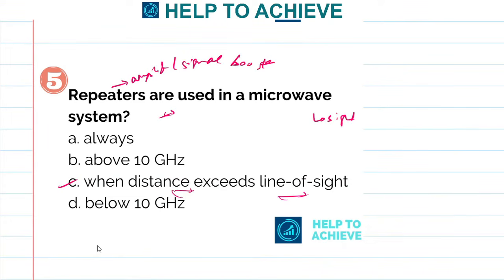Whenever the line of sight is hampered, whenever there's a curvature of the earth, say your tower is here and your receiver is here, and if there is no hindrance between them, then the LOS can be obtained directly. Whereas if the curvature is more, then this will be hampering your signal. So in these places repeaters will be used so that this can be avoided. So the correct answer is whenever the distance exceeds the line of sight, repeaters are used.